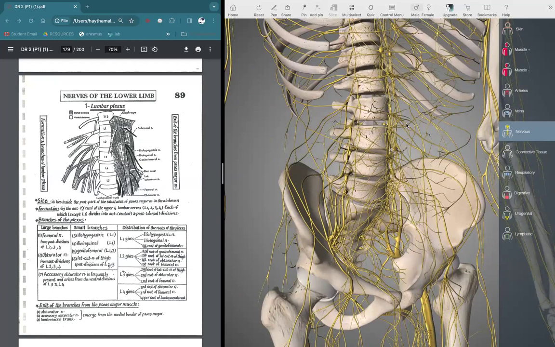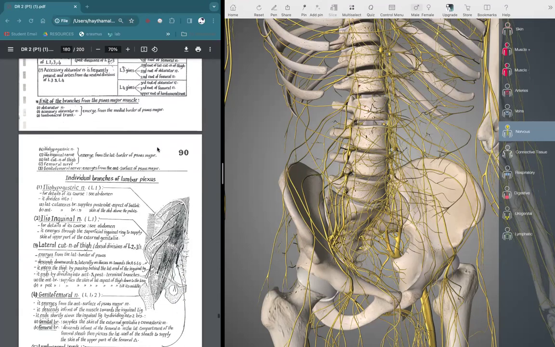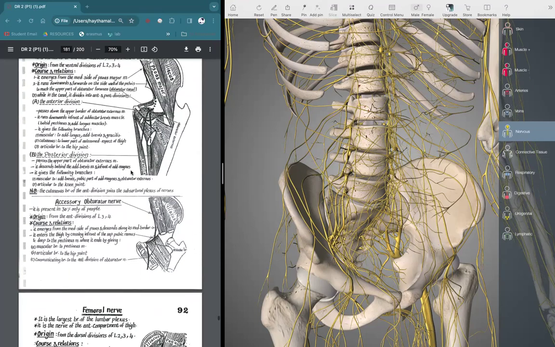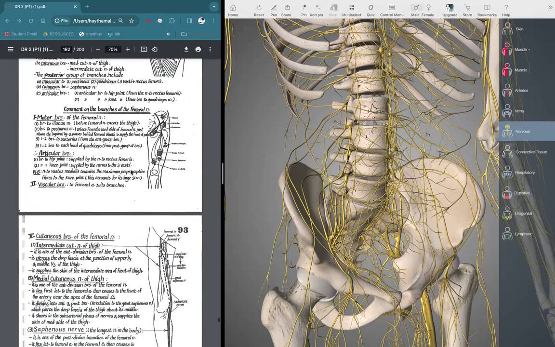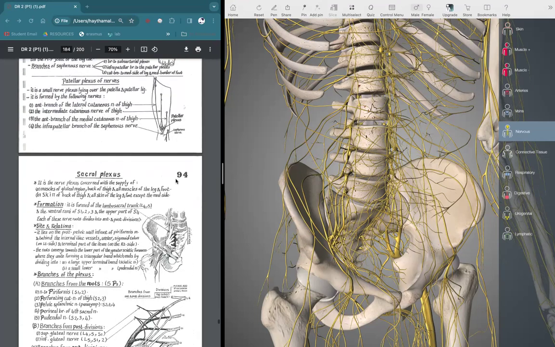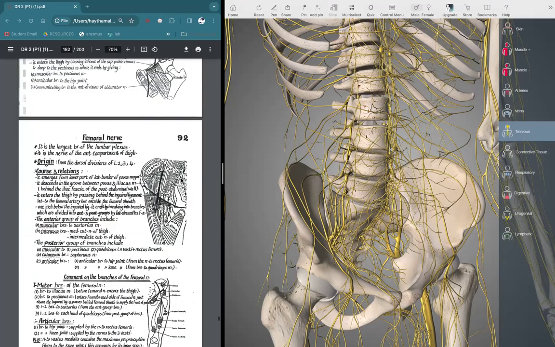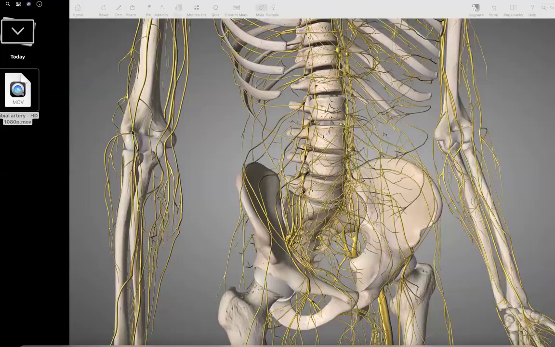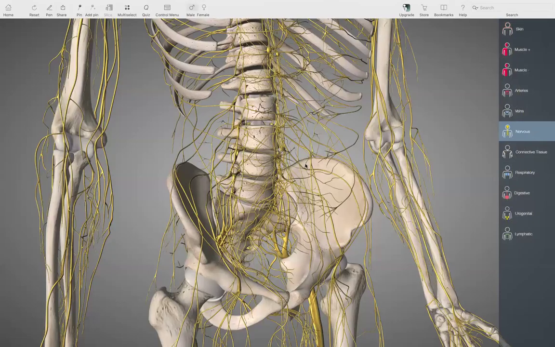Just know it's on page 89. It goes to 90. You have individual branches of the lumbar plexus, and 91, 92, 93, and then it's done. So it's from 93 going back to 89. Okay, so it's 5 pages. And I will explain it to you in a way that is easy for you.